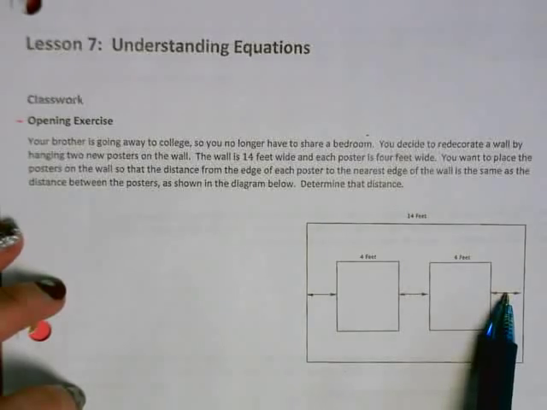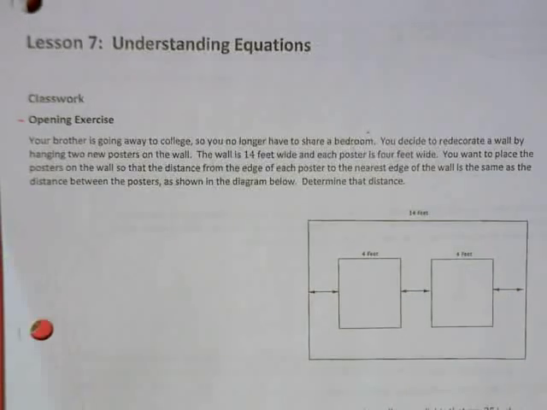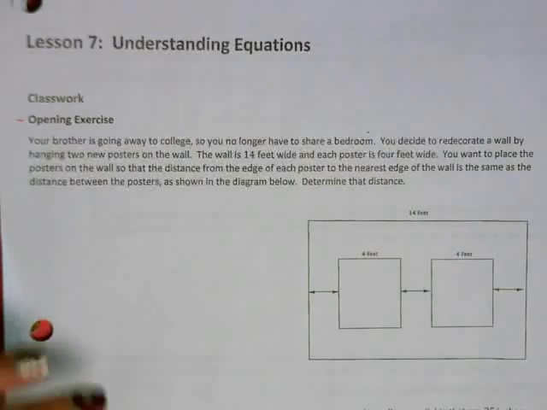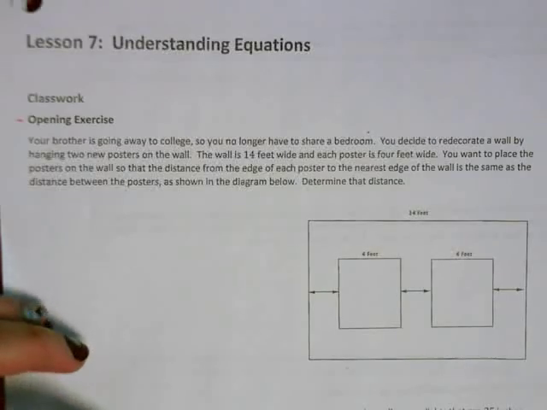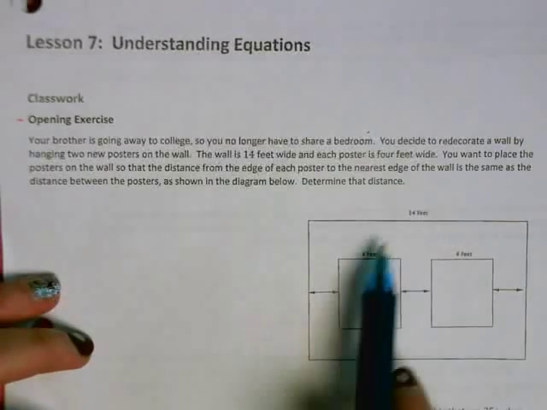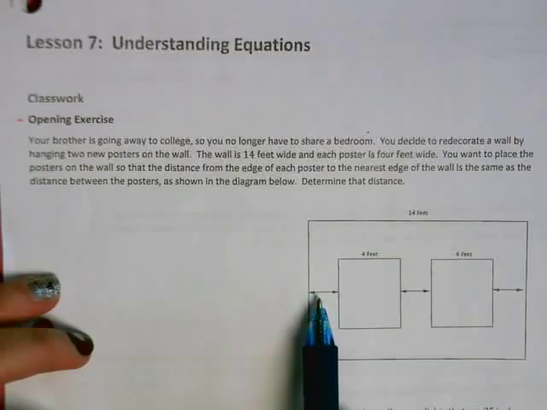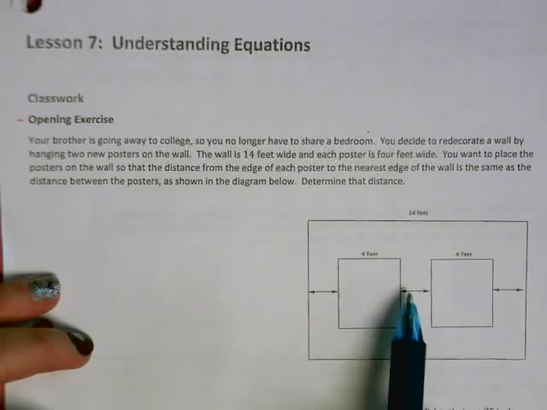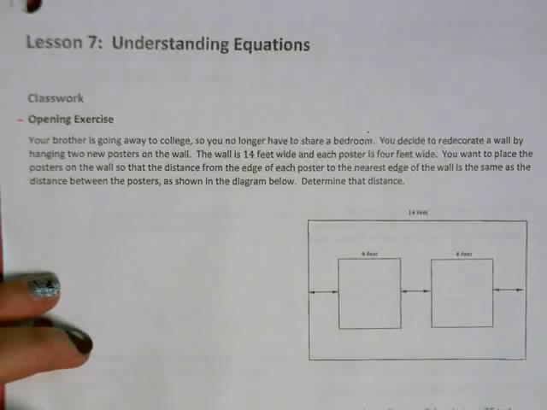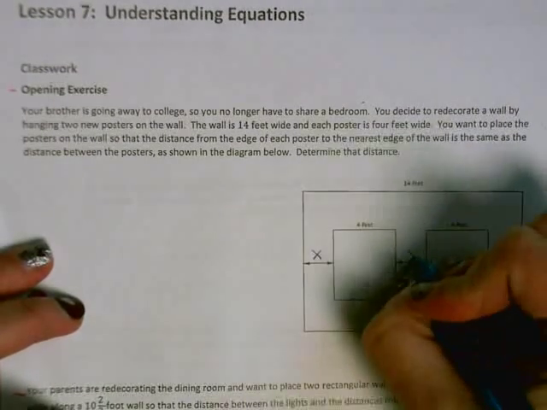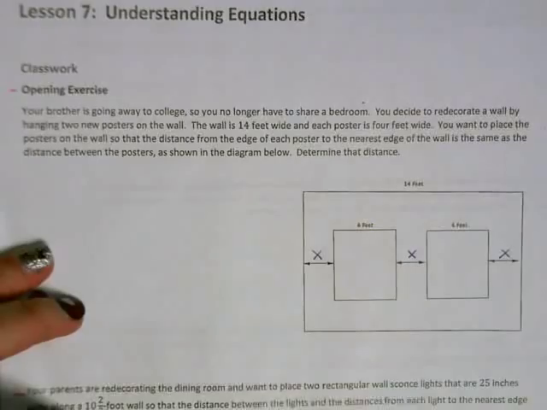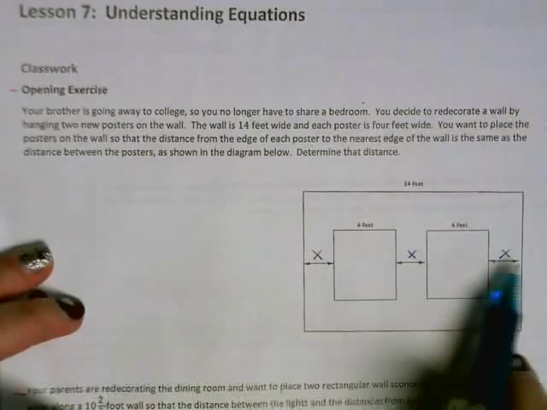So determine that distance. First we're going to try this as a story problem, just figure it out on your own, any way you want to. And then let's look at it as how it would be with an equation. What's the distance we're trying to find? We're trying to find these distances, and they're all the same, and we don't know them. So what can we call them? Let's call them x. So there's this x, this x, this x.